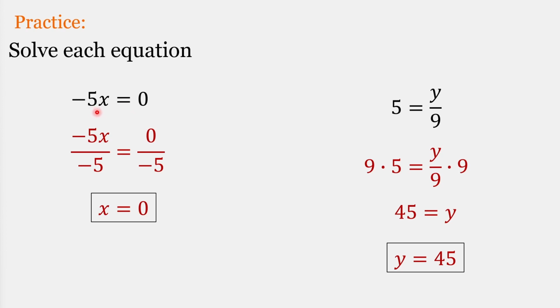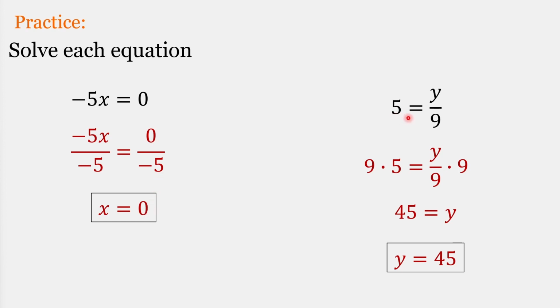For this first problem, we have negative 5x equal to 0. So x is multiplied by negative 5, so we'll divide both sides by negative 5. 0 divided by negative 5, whenever we divide into 0, when we have 0 in the numerator up on top, we'll end up with 0.